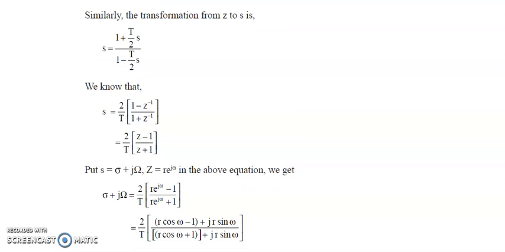Okay, so s can be written as 2 by t into z minus 1 by z plus 1, or you can directly write like this. Okay, so wherever s is there in the transfer function h of s, you are going to replace s with 2 by t into 1 minus z inverse by 1 plus z inverse. Now let us take s as sigma plus j omega. What is s actually? It is a pole, right? How do you write a pole? The real part plus j times the imaginary part. So s can be written as sigma plus j omega.